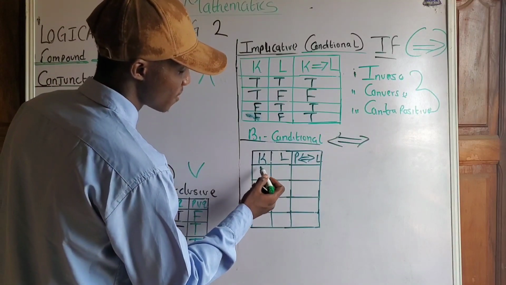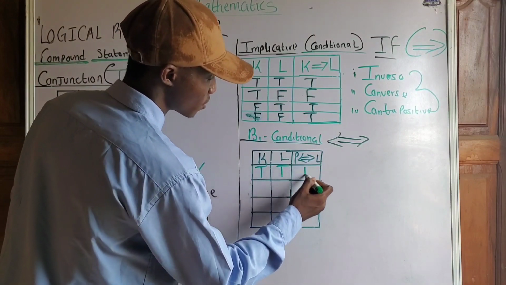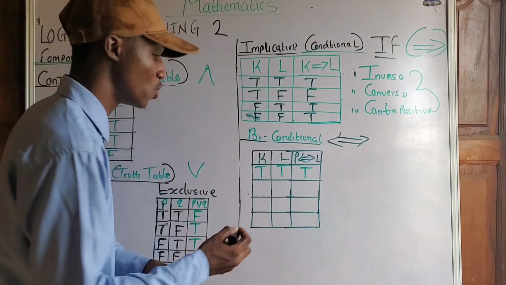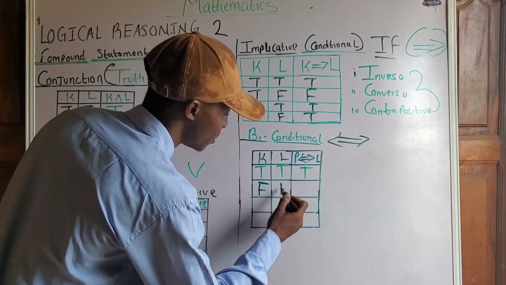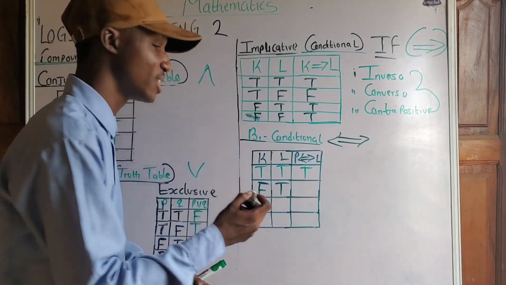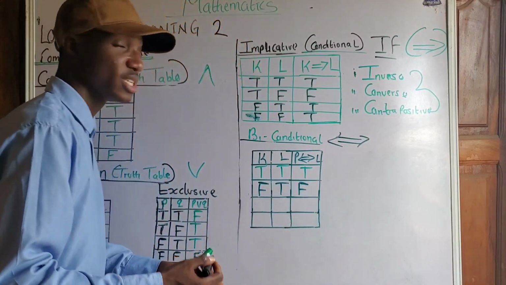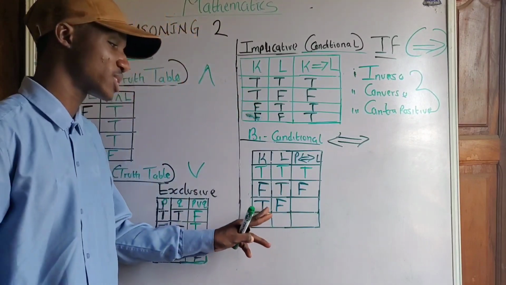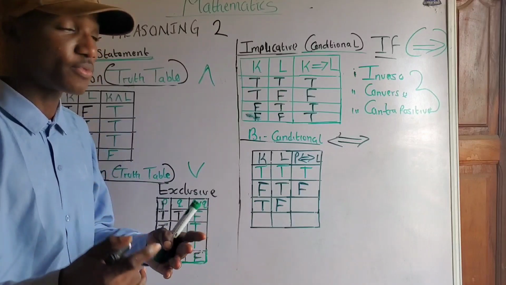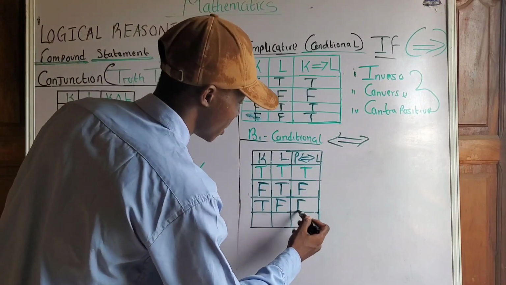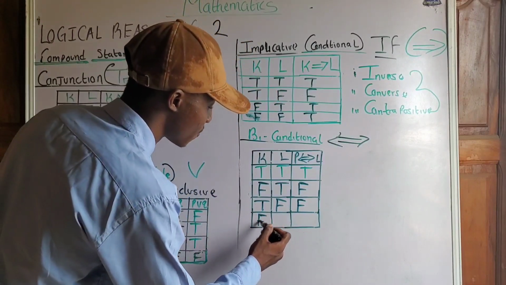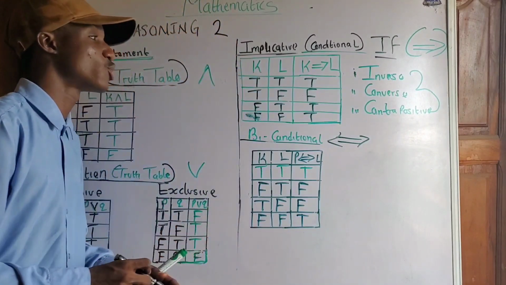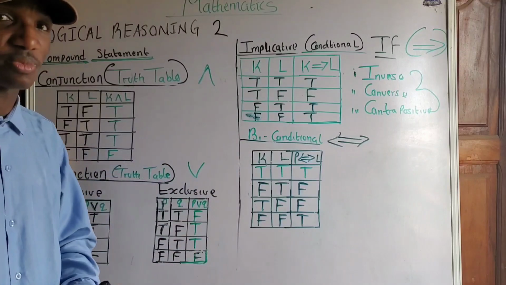If both statements are true, I'm going to have true here. If one of the statements is false and the other is true, we're going to have a conclusion that is false. Do you understand? Please pay attention. If the first statement is true and the other is false, we're going to have a conclusion that is false. And if both statements are false, we're going to have a conclusion that is true. So you can see the truth table for the bi-conditional statement, okay?